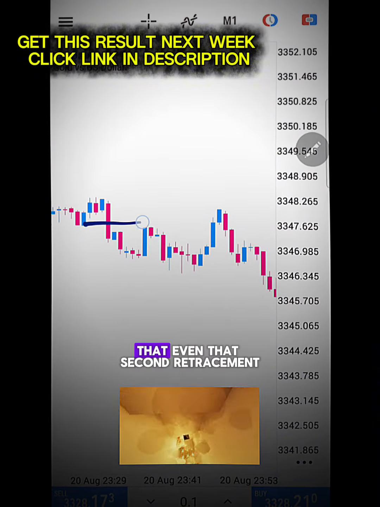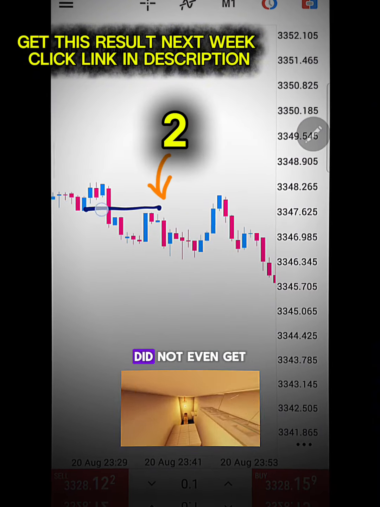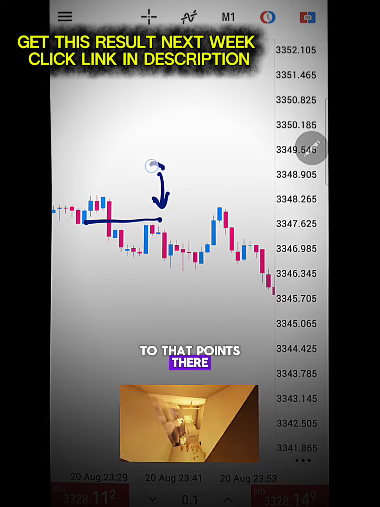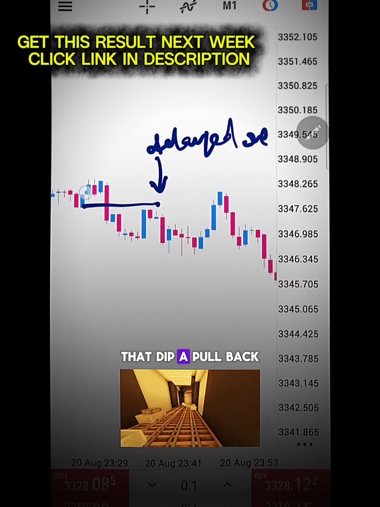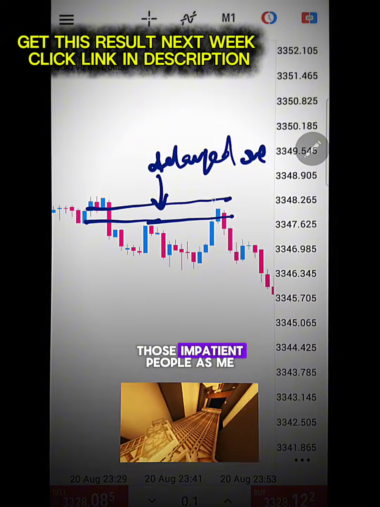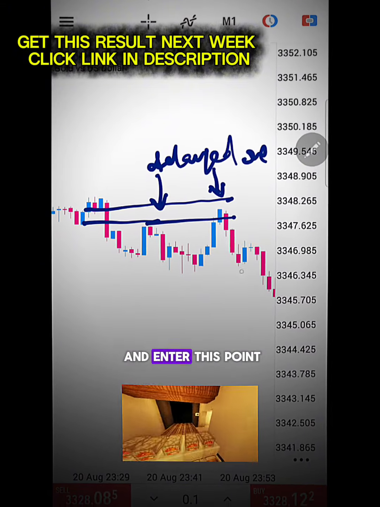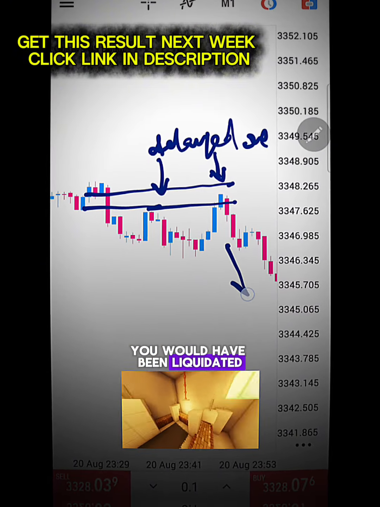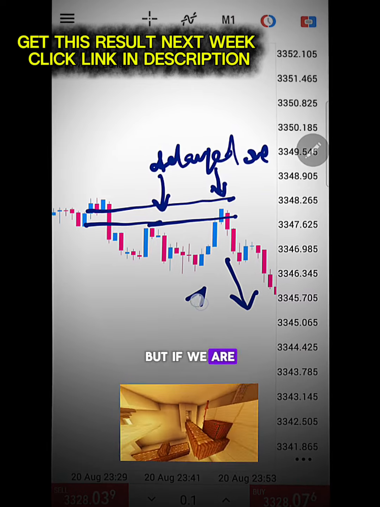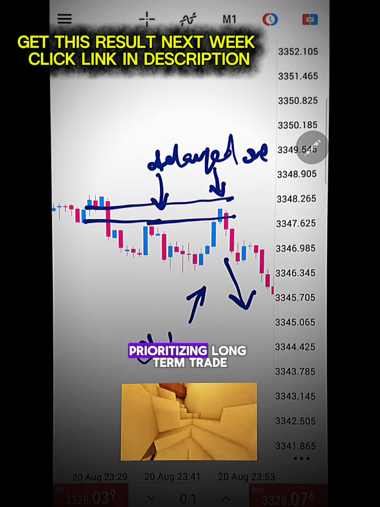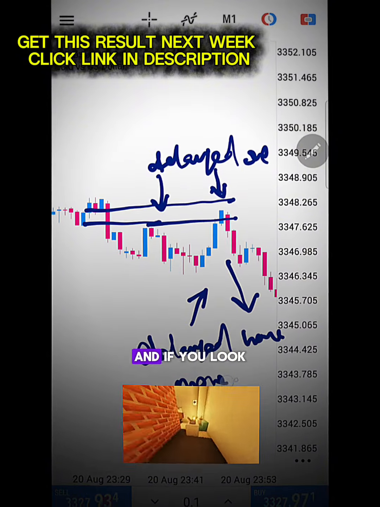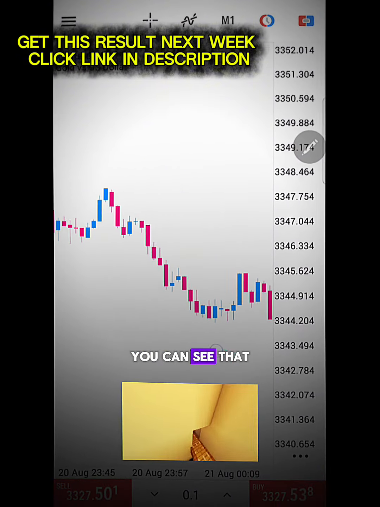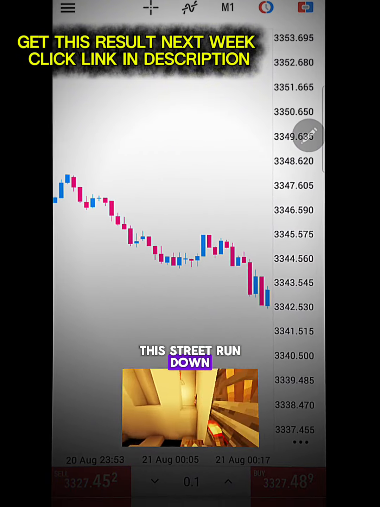If you look at that point, even that second retracement did not get to that point there. It was the third retracement that really gave us that deeper pullback. That's to filter all those impatient people. Assuming you were not patient and entered at this point, you would have been liquidated if your stop loss was tight. But if you were the patient trader prioritizing the long-term trade, which is the swing entry, you would have gotten this trade. And if you look to the side, you can see that this trade ran down.